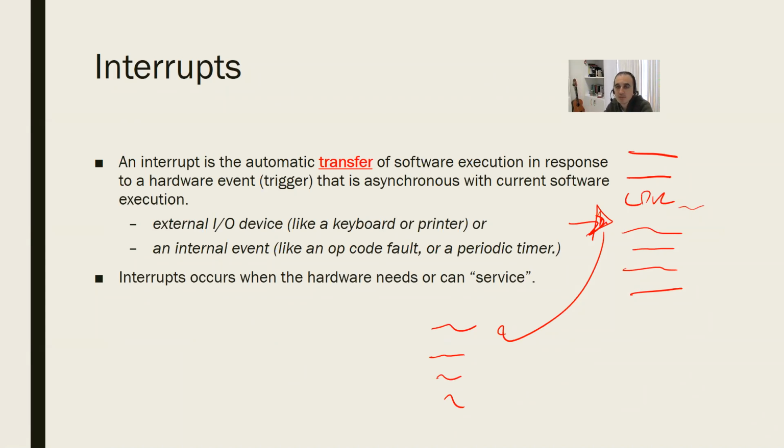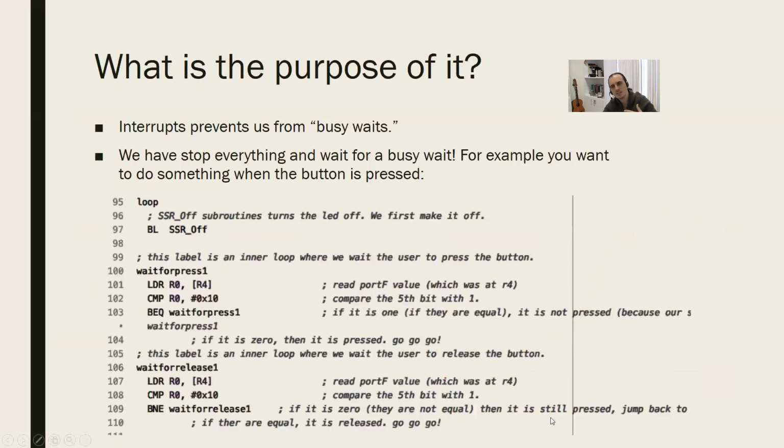For example, something goes wrong: you have a temperature sensor, your microprocessor's temperature goes very high, then you call an interrupt. So it is something actually coming from outside of the instruction memory or the instruction set, instructions in your code, okay? An interrupt occurs when hardware needs or can service. That's the definition. Let's try to understand this better.